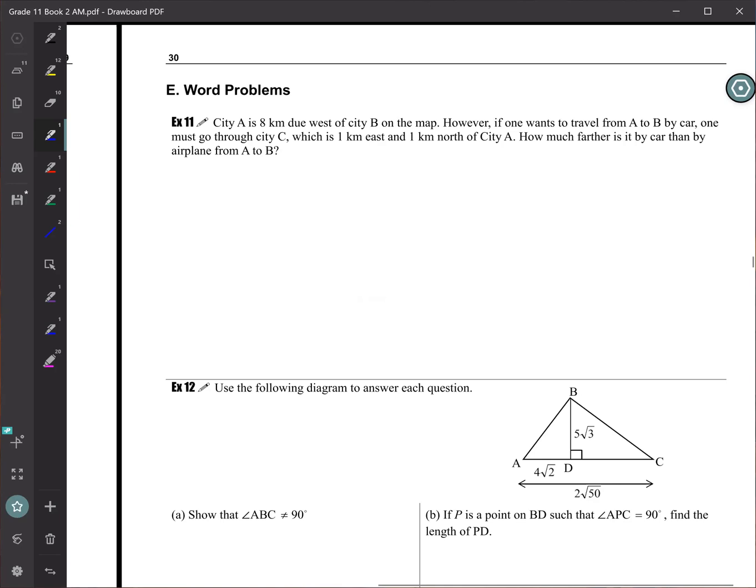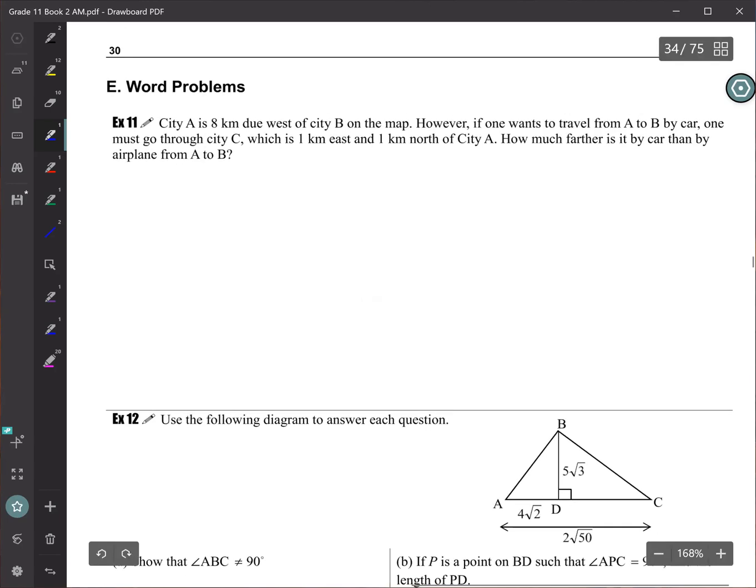However, if one wants to travel from A to B by car, one must go through city C. And where is city C? City C is 1 kilometer east and 1 kilometer north of city A. So how much farther is it by car than by airplane from A to B?